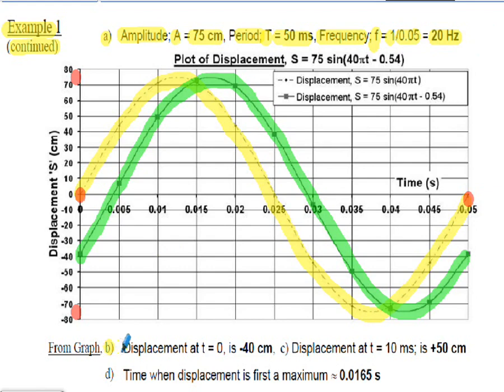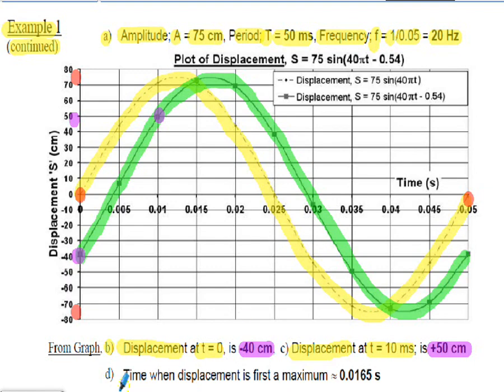Part B wants us to find the displacement of the system waveform at time t is equal to 0. So we're looking for the displacement of the waveform. Well, we can see here the displacement at time t is equal to 0 is minus 40. So we get minus 40 centimeters for our displacement. Part C wants us to find the displacement at the 10 millisecond mark. So that would be 0.01 seconds here, and our displacement here reads off as 50 centimeters. So plus 50 centimeters displacement at the 10 millisecond mark.